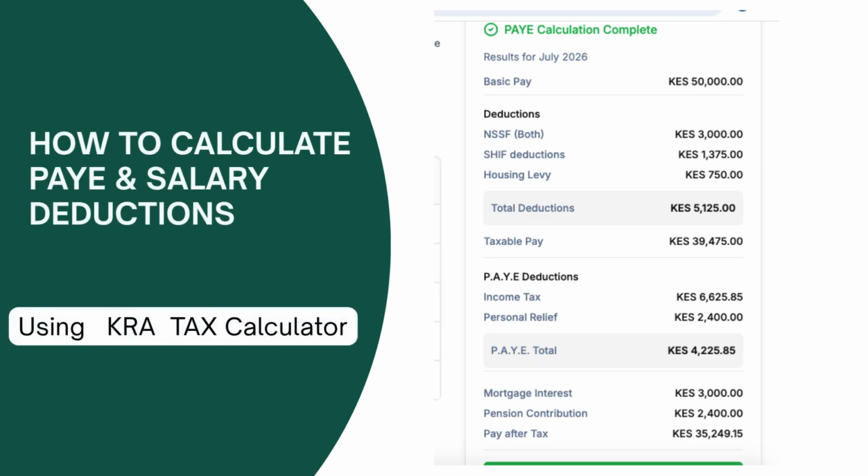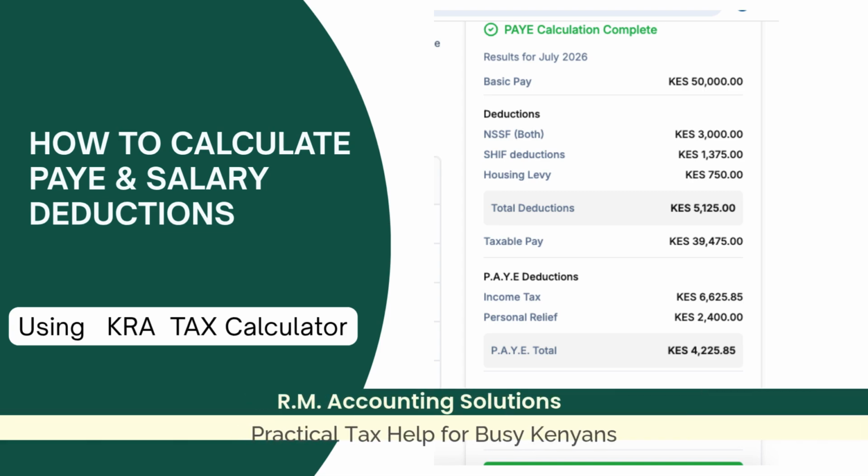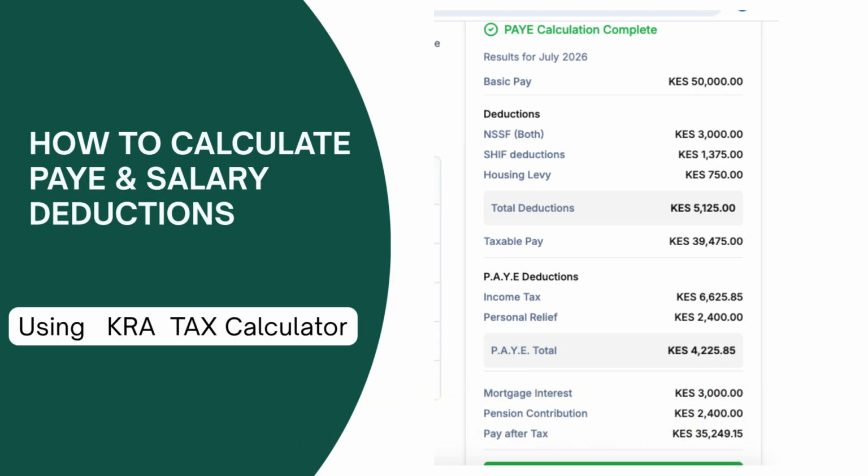Are you sure the net salary that you receive at the end of the month is the correct take-home pay after the KRA deductions? In this video, I'll show you how to use the KRA Tax Calculator to calculate and confirm your PAYE and other deductions and expected take-home pay.